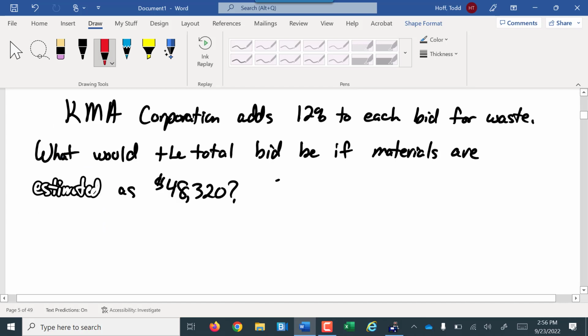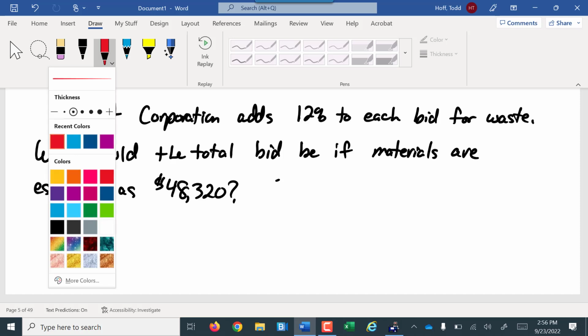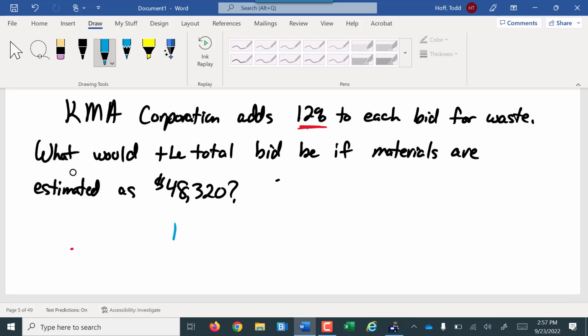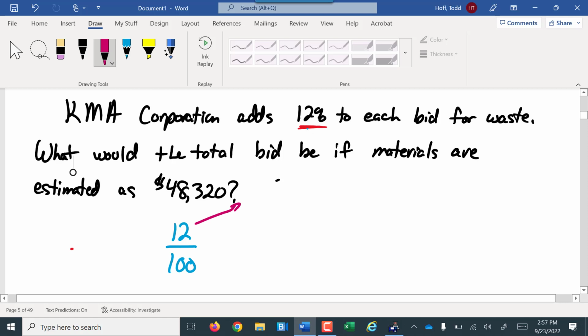So this is a very common calculation in construction, actually any other industry where you're going to be doing estimates based off of material cost. So what's our percent in this problem? 12%. So 12 over 100. The 12 here represents what?